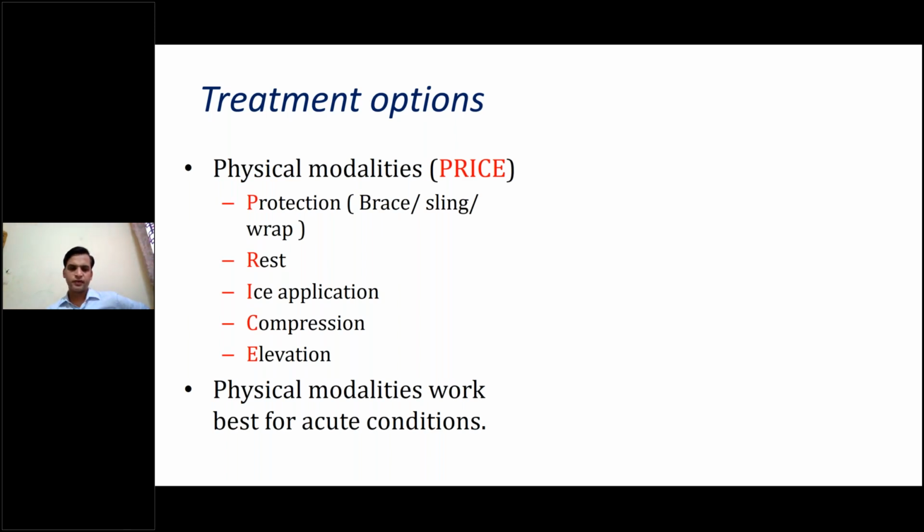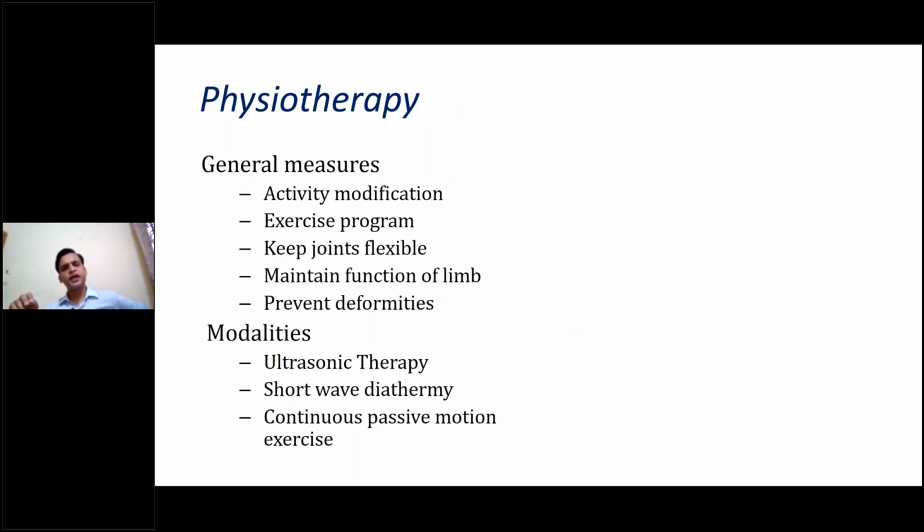And then the physical modalities, depending on the condition. General measures require activity modification. For example, a patient of osteoarthritis or say rheumatoid arthritis may require activity modifications just to avoid pain in that joint, or an exercise program, to ascertain that joints are flexible and mobile, maintain function of the limb, and prevent any deformities which are developing. And physical modalities are ultrasonic therapy, shortwave diathermy, and continuous passive motion of those joints.